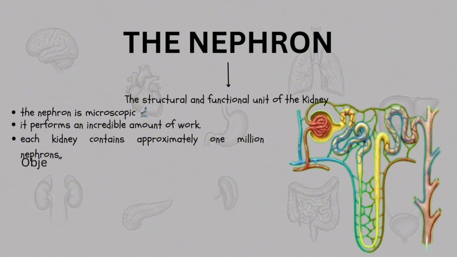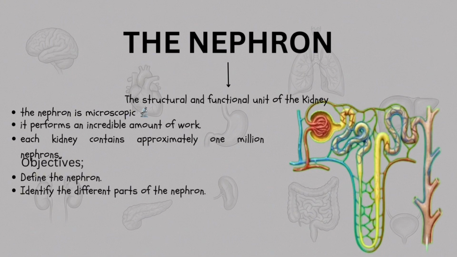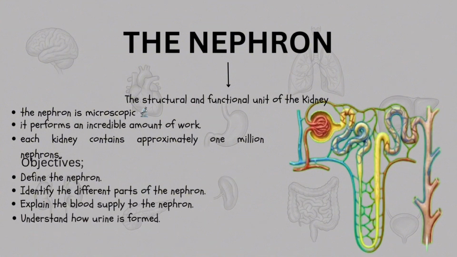By the end of this lesson, you should be able to define the nephron, identify the different parts of the nephron, explain the blood supply to the nephron, understand how urine is formed, and appreciate the important functions performed by this amazing microscopic structure. So, let's begin.